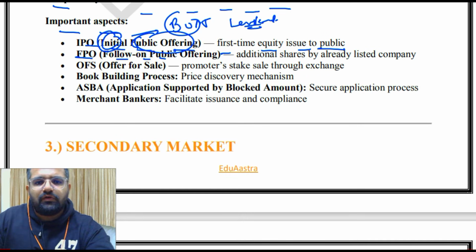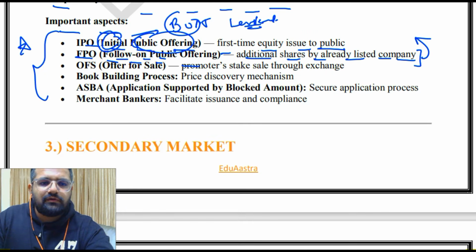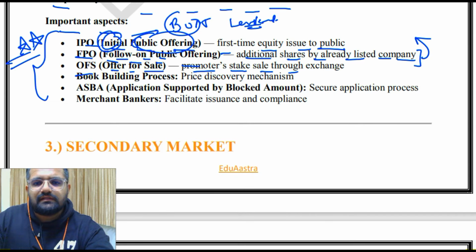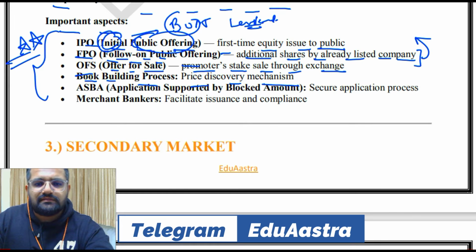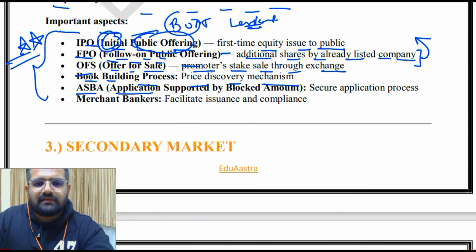FPO, follow on public offering, additional shares by an already listed company. The company is already listed but they need additional shares, so that is follow on public offering. All of these points are very important. You will get direct questions. OFS, offer for sale, promoters' stake sale through exchange. Book building process, price discovery mechanism. ASBA, application supported by blocked amount, secure application process. Merchant bankers, facilitate issuance and compliance.